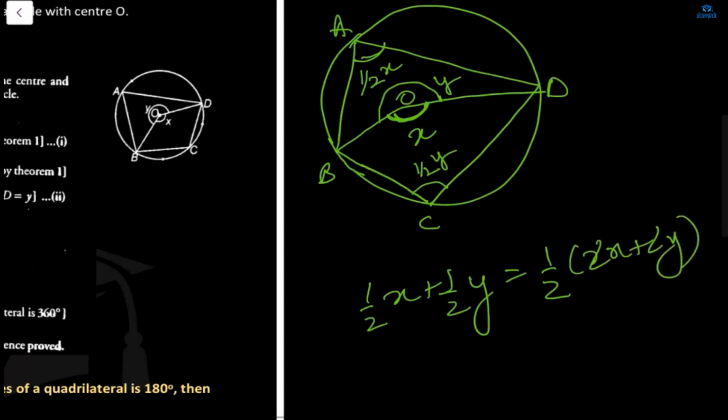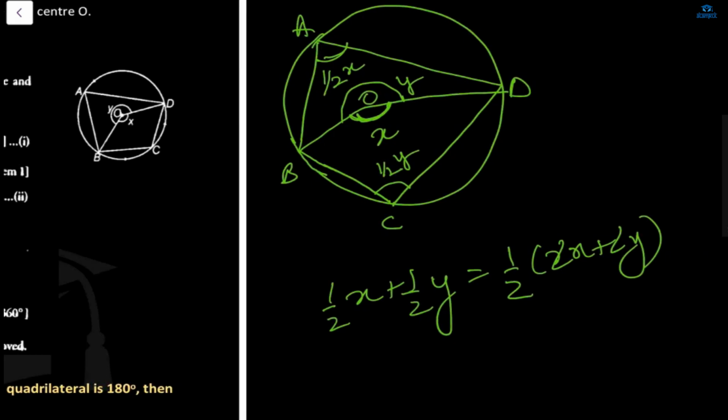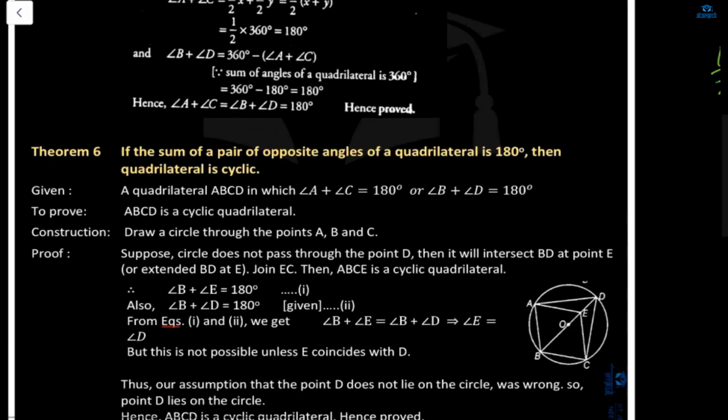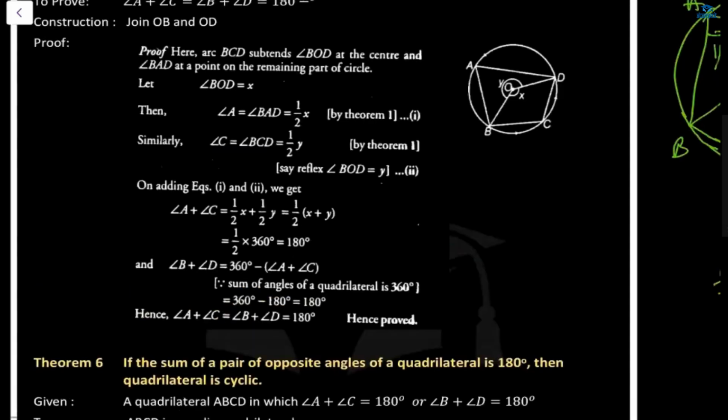Okay, so angle x plus angle y is what? Angle x plus y, you can see it is completing a circle, so it will be 360 degree, and half of that will be equal to 180 degree. Understood? Yes, ma'am. Okay. Now similarly you can do with angle B and angle D also.